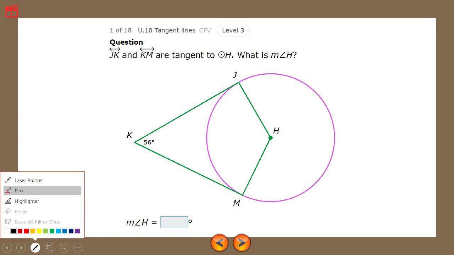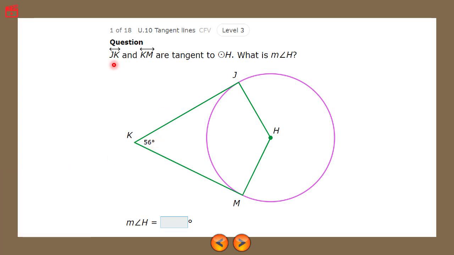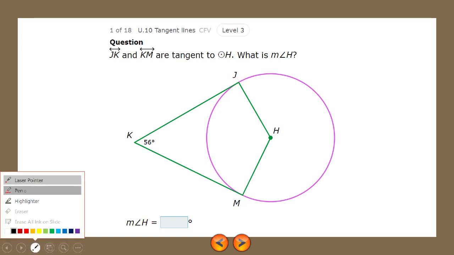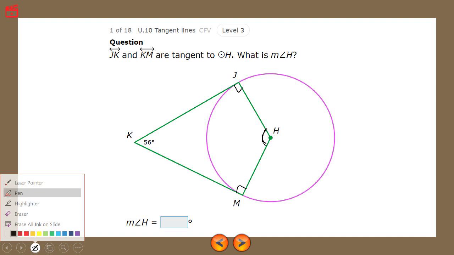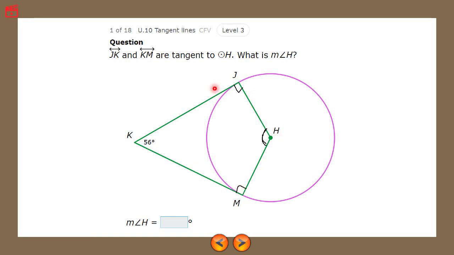Alright, first problem here. JK and KM are tangent to circle H. Tangent to circle H, meaning right here at J, we have a right angle, so we'll add a right angle. And at M, we have a right angle. We're asked to find what the angle is right here. Well, focus on this fact that I have a 4-sided shape. Since it's 4 sides, it's a quadrilateral. All angles will add to make 360 degrees.